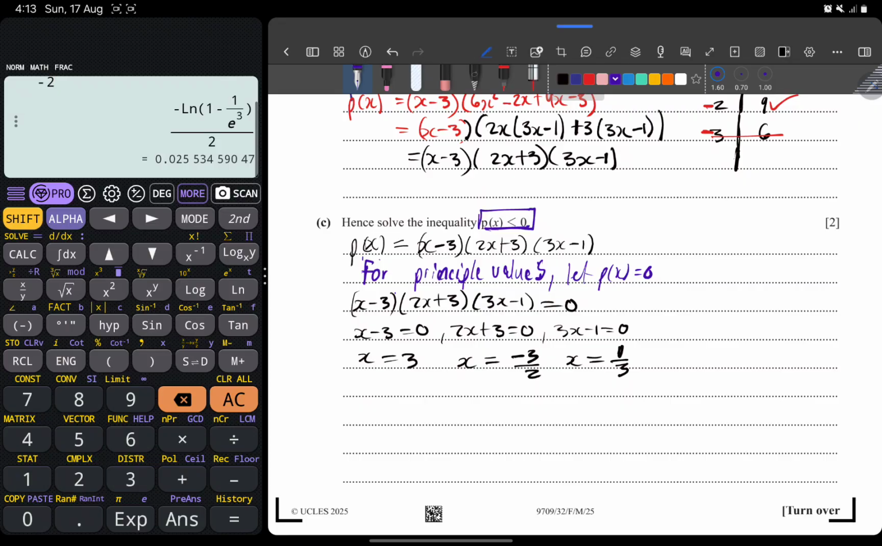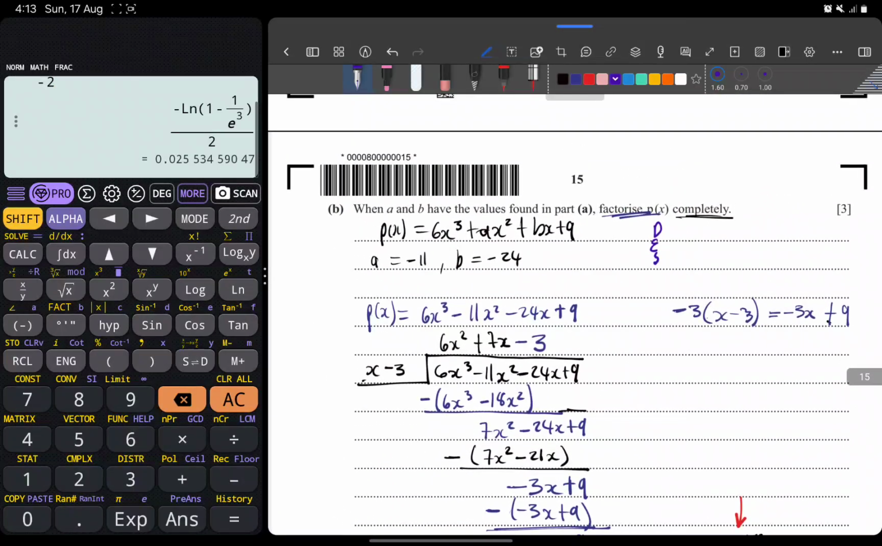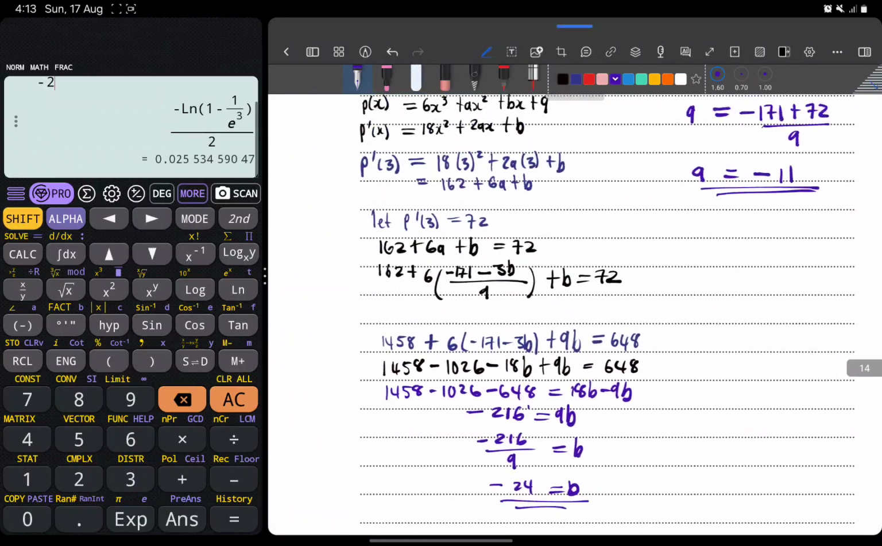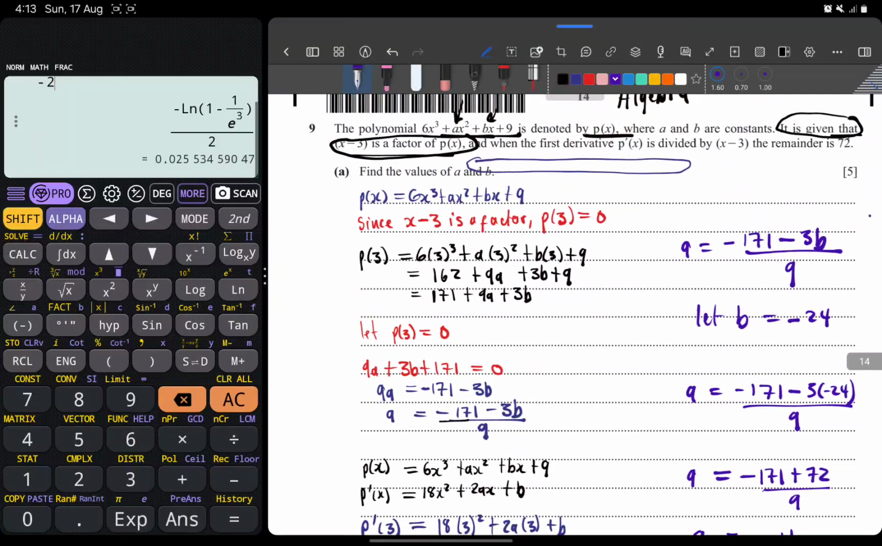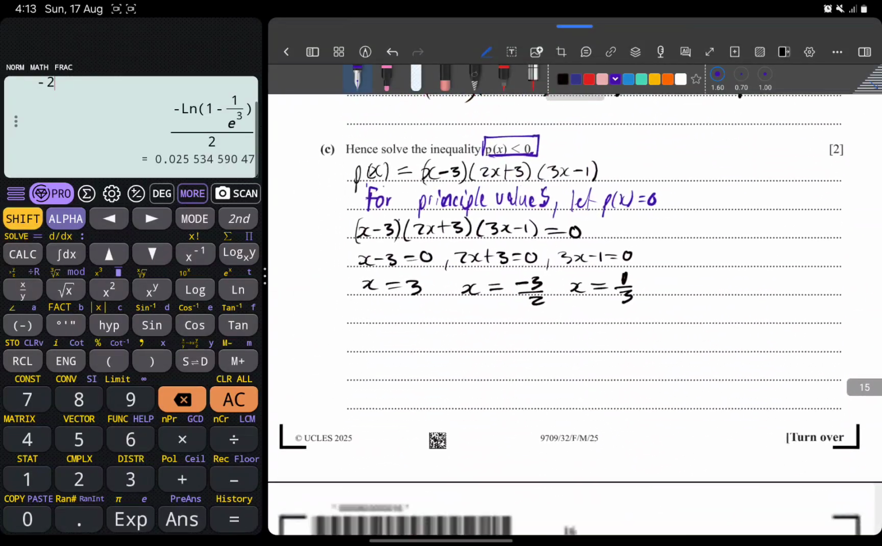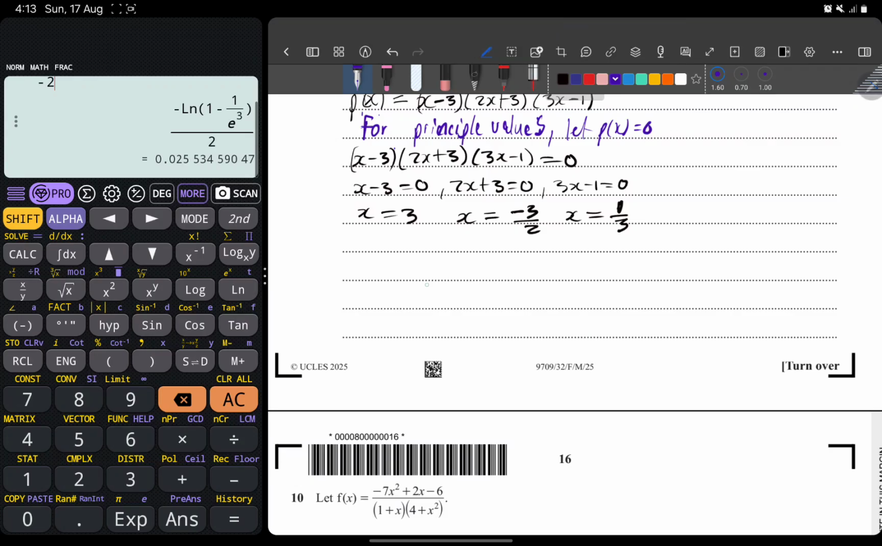Now, these are the positions where it cuts the x-axis. Right, these are the positions. Here you can see we found the values. Now all we are doing is we can sketch a graph if you want. You have these three x positions: negative 3 over 2, 1 over 3, and 3, right? So it's going to cut on these three positions. That's what it's going to do.